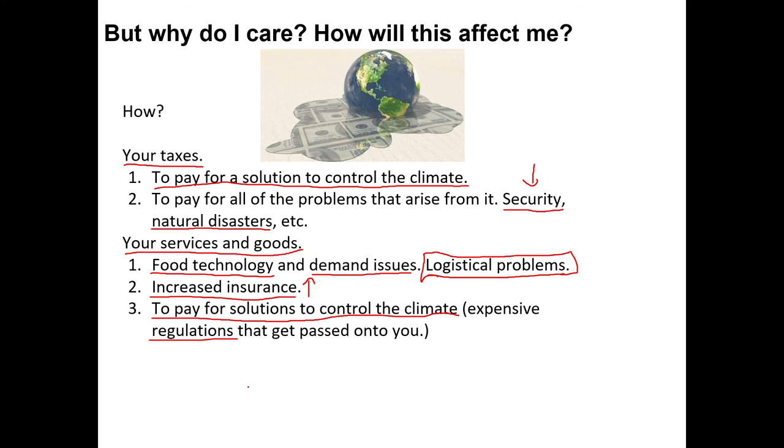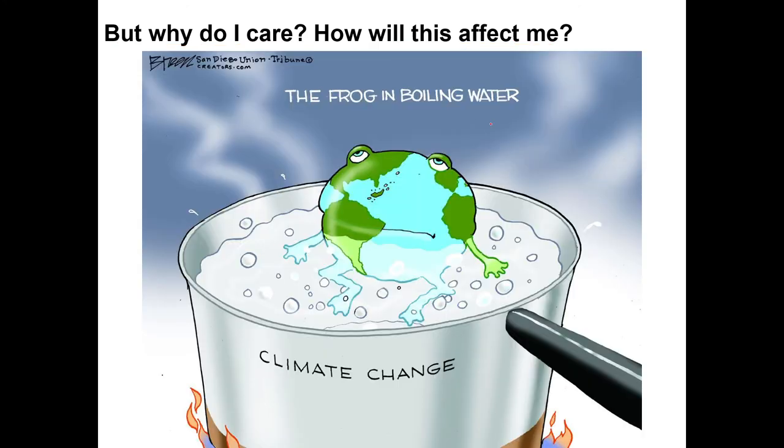So again, you're already paying for this. You just might not realize it, but it's probably going to get a lot worse. And the analogy of the frog in the boiling pot of water is a great analogy. We hardly realize we're doing this right now. And again, as the earth warms, it will get worse and we will pay for it more and more and more and more.